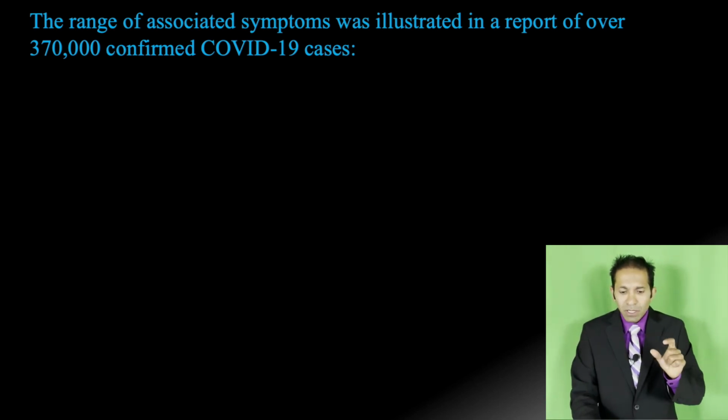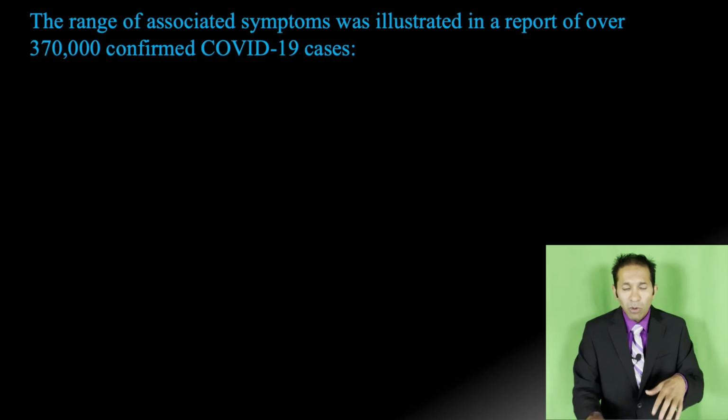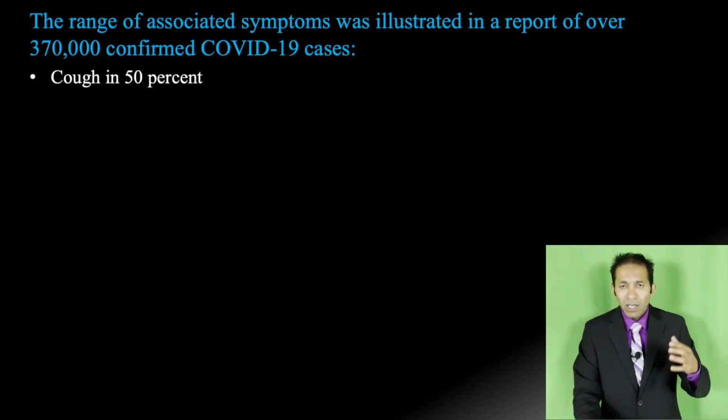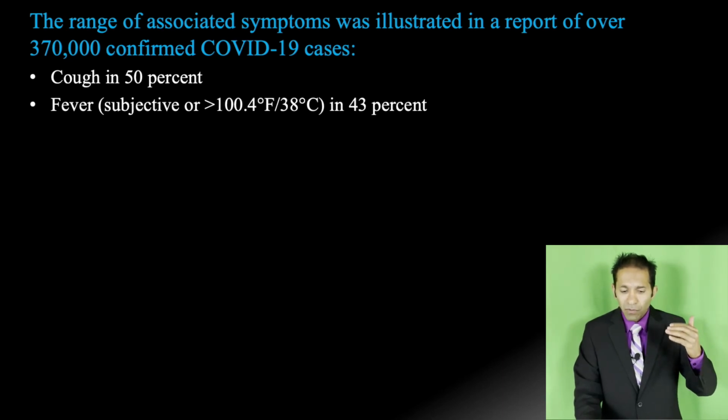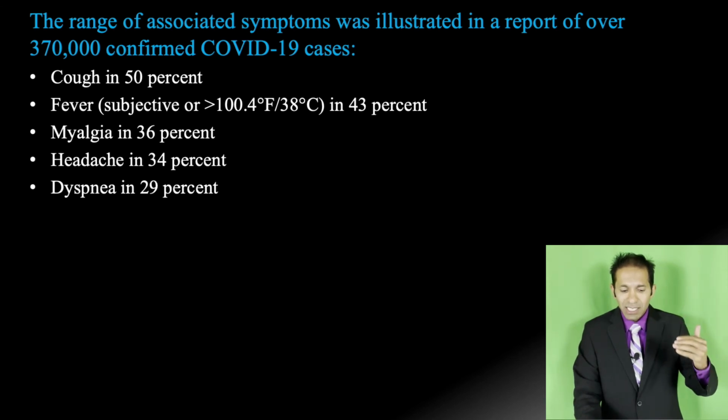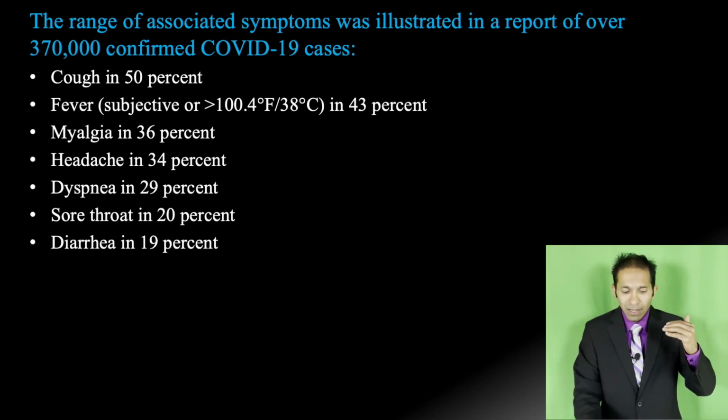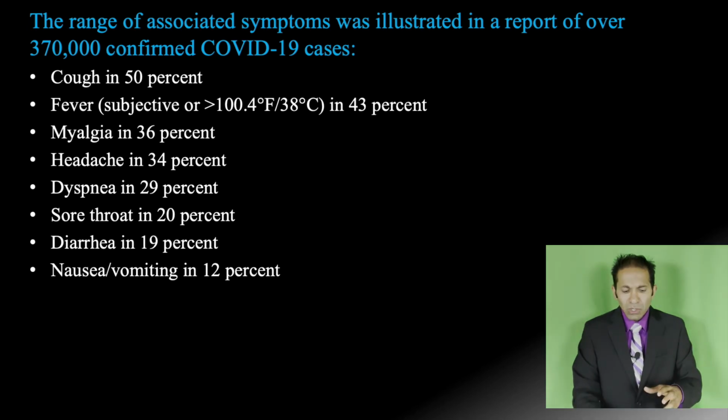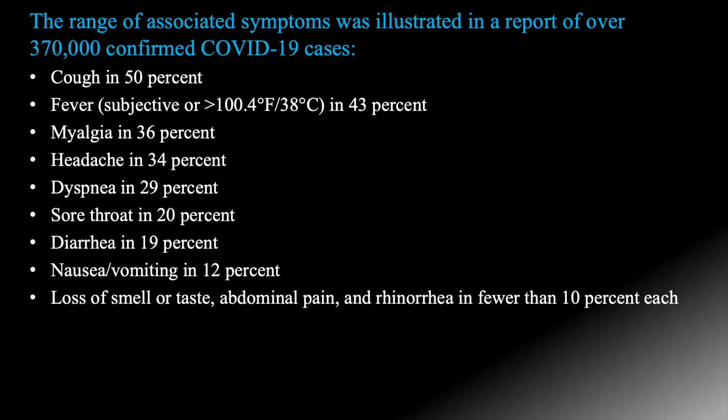The range of symptoms was illustrated in a report of over 370,000 confirmed COVID-19 cases. Cough was present in 50%, fever 43%, myalgia in 36%, then headache, dyspnea, sore throat, diarrhea, nausea, vomiting, okay? Now the last point is loss of smell or taste. This is seen in up to 10 to 20% of patients. This is specifically seen in COVID-19 patients. These symptoms are less common in other viral infections.